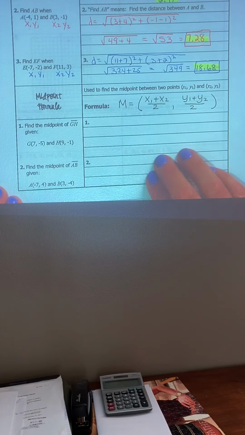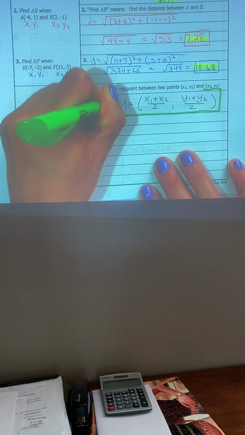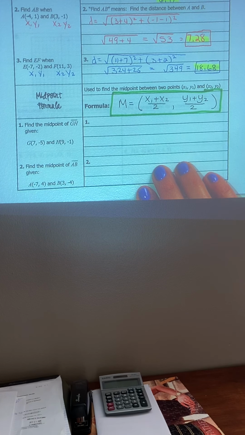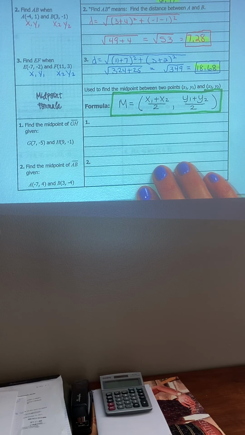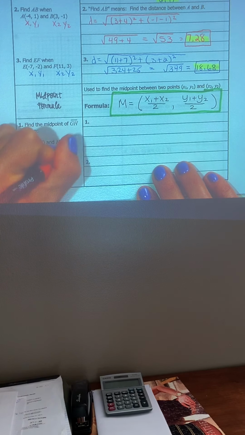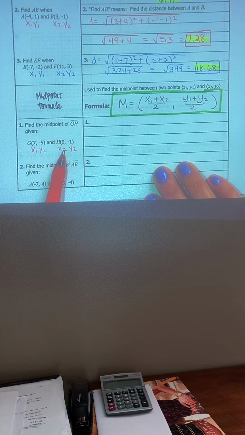Okay, here's my midpoint formula. The purpose of the midpoint formula is to find the midpoint between two endpoints, between two ordered pairs, hence midpoint. So, find the midpoint of GH given G and H. So again, every ordered pair is x1, y1, and x2, y2. Now, notice this is an ordered pair. So we're going to do x1 plus x2 over 2.